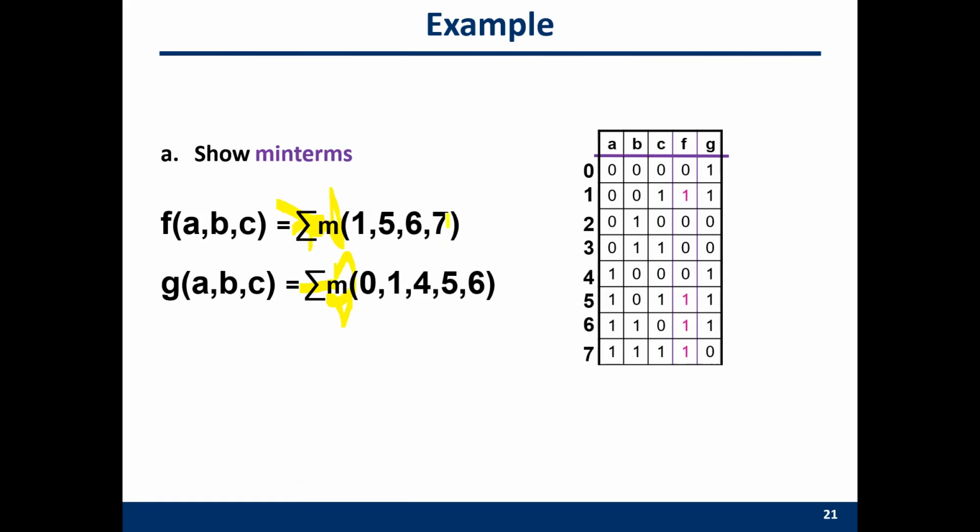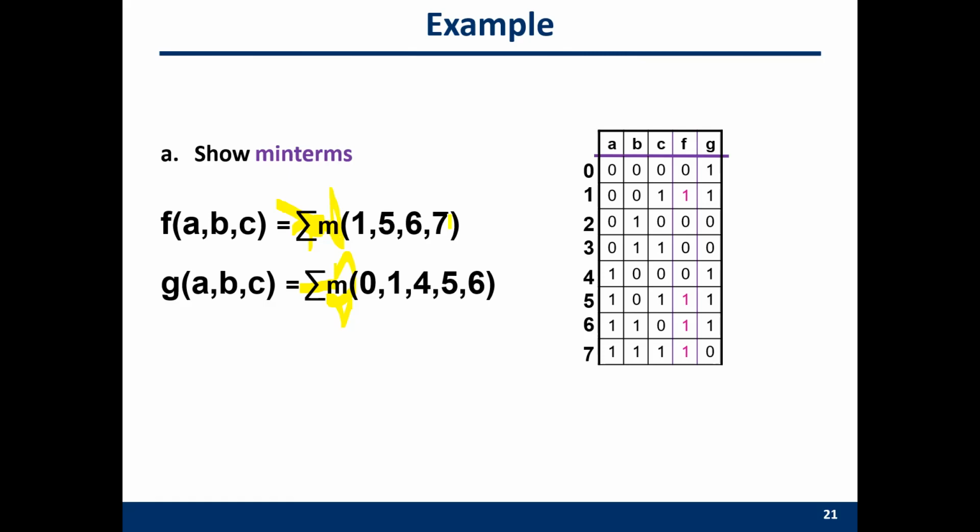And the numbers here are the indices of the minterms. The number here is actually the index of the row which can generate a 1 as the output. For example, for function f, the second row can output a 1. The second row has an index of 1. And then row 5, row 6, and row 7.